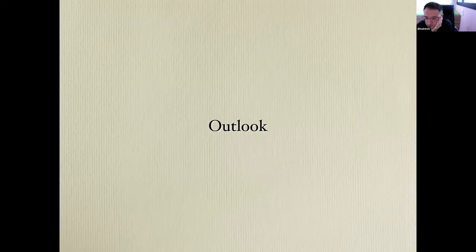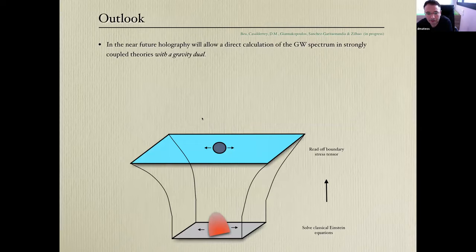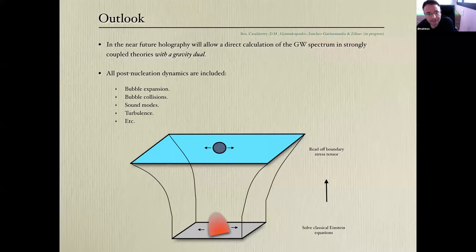Okay, so let me finish with the outlook. Let me go back to this picture that I showed you at the beginning. In the nearish future, I think we'll be able to use holography to calculate directly the gravitational wave production in a strongly coupled gauge theory with a gravity dual. What I mean by this is that all the post-nucleation dynamics is included when you read off the boundary stress tensor from the evolution of Einstein's equations here. You don't have to extract a bubble velocity or other parameters. It's all included. Once you specify the gauge theory with the gravity dual, it's all included in this stress tensor.